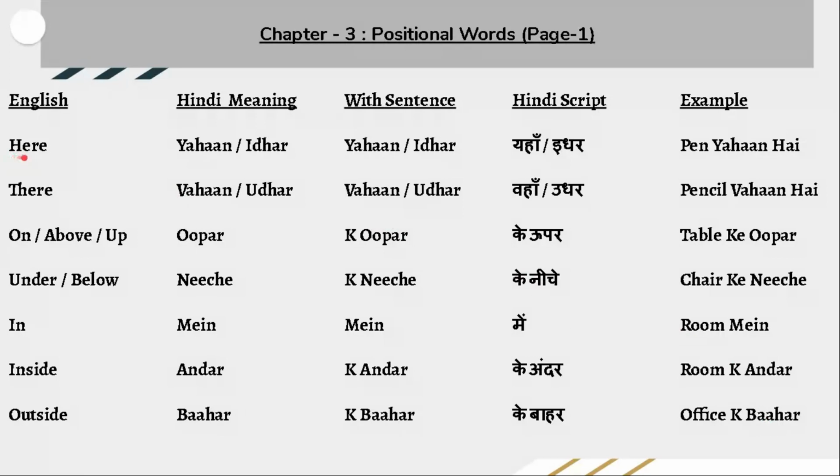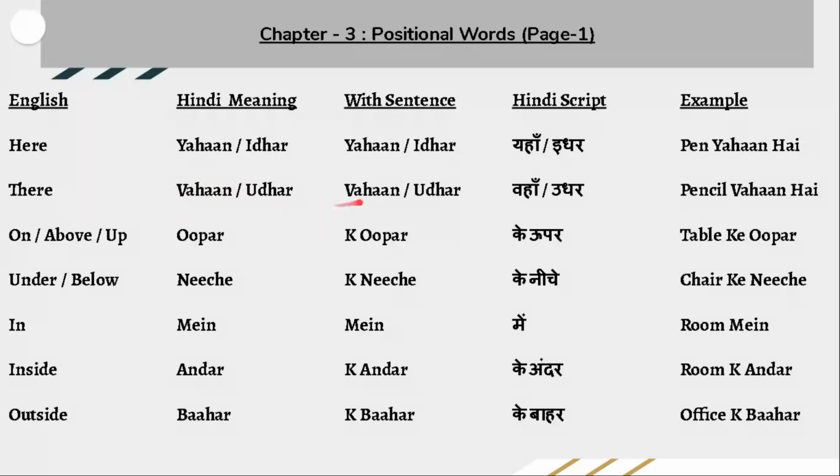The first word is here. Here is called in Hindi yahan or idhar. How to use it in a sentence? As it is, we have to use it in the sentence also: yahan or idhar. Next column is for Hindi script and the last one is an example. So for example, pen is here. We will use the object pen, then the position idhar or yahan, and then is, hai. As you remember, I told you all the auxiliary verbs are used at the end of the sentence in Hindi. Next, there. Hindi meaning wahan or udhar.